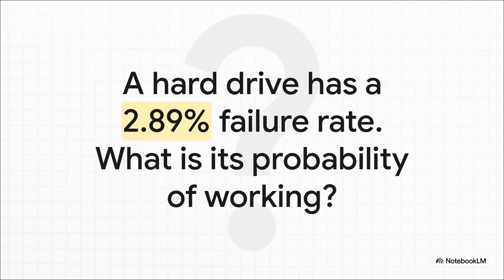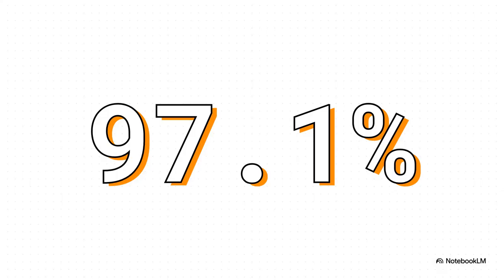All right, let's look at an awesome practical example. Your computer's hard drive. Let's say we know that a certain model has a failure rate of 2.89% in a given year. So what are the chances it'll actually work just fine for the whole year? And hey, we know how to solve this. It's our old friend, the rule of complementary events. We just take 1 or 100% and subtract that probability of failure. And that tells us we've got a 97.1% chance that the drive will be just fine.